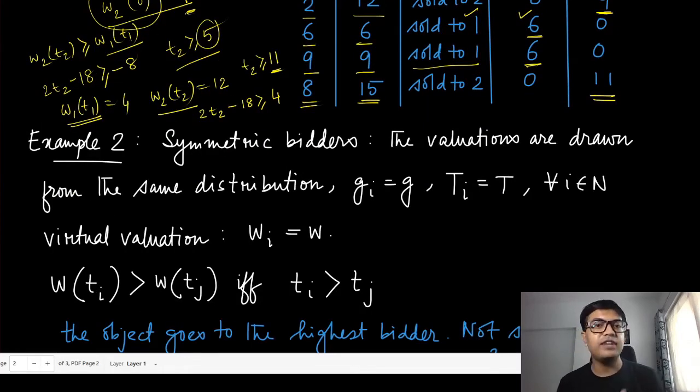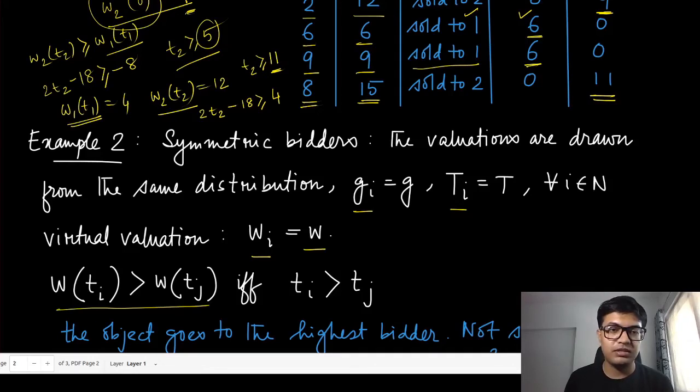That intuition is very direct when you have symmetric bidders. All the valuations are drawn from the same distribution, so therefore the G_i's and T_i's are all the same, and therefore the virtual valuation is also going to be the same for all these agents. So in that case, because of the condition of regularity, whenever this inequality holds, this implies and is implied by the fact that T_i, the corresponding type of that player, is also going to be larger than the other agent's.